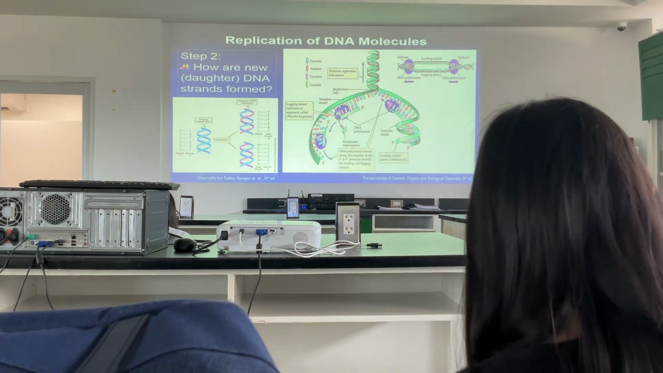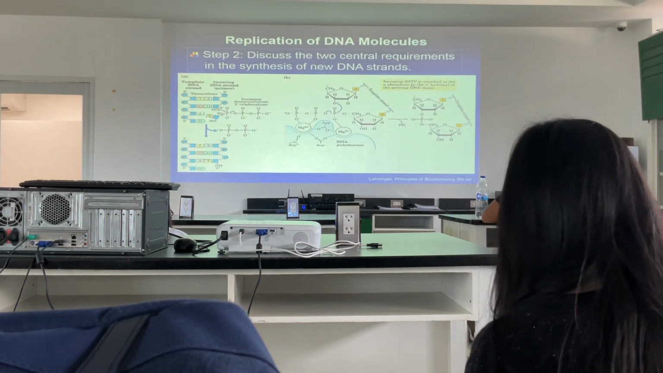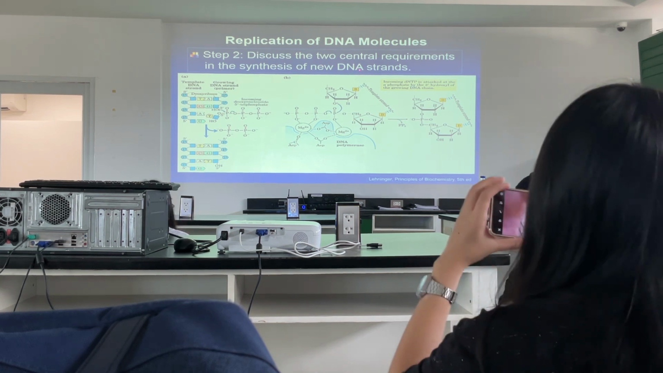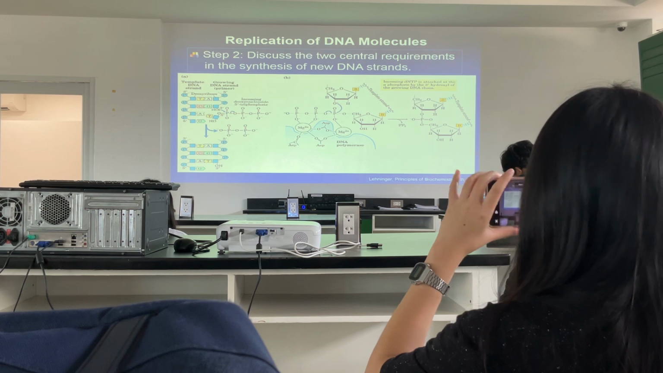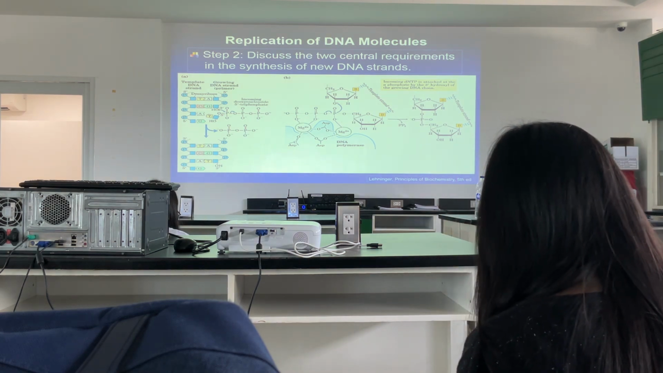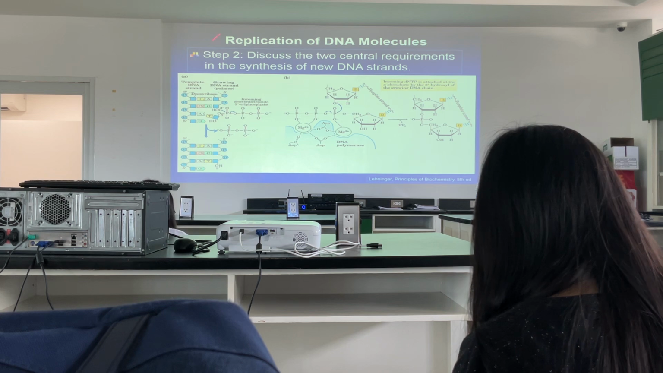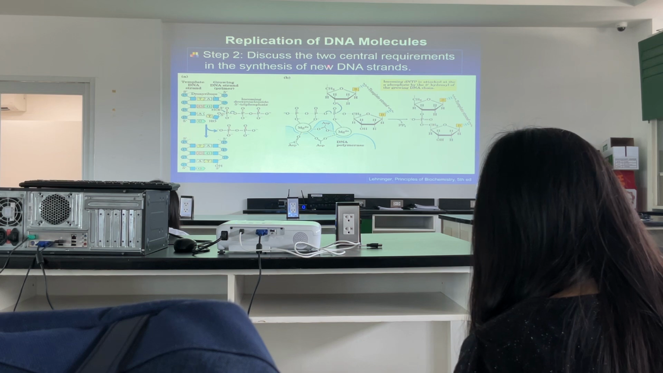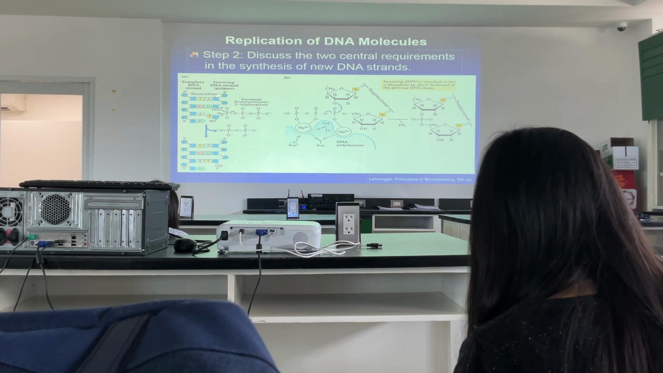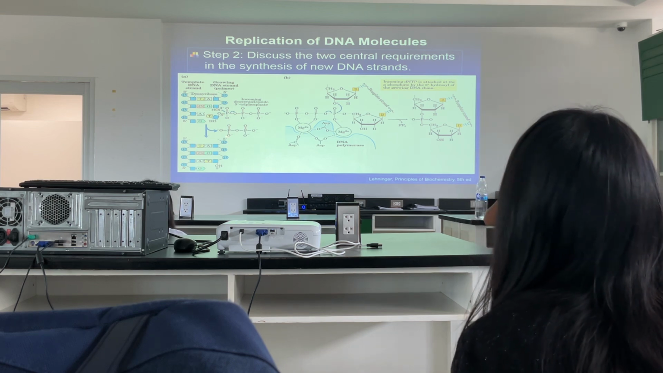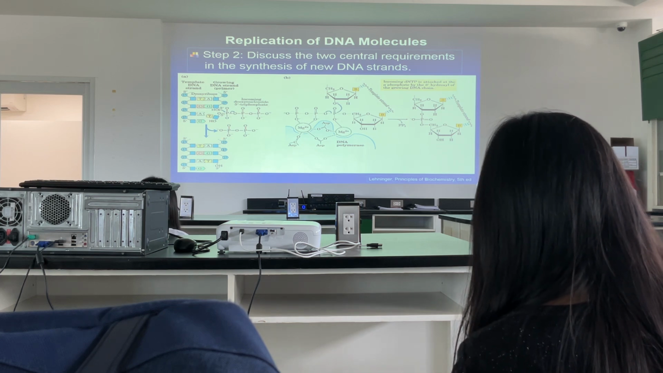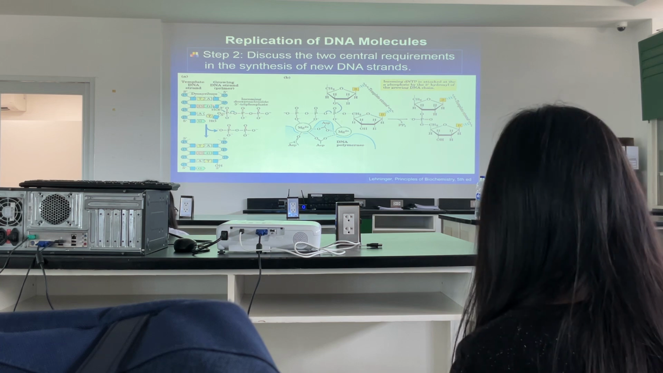So how are new DNA strands formed? Discuss the two central requirements in the synthesis of a new DNA strand. One, it requires a template. So each strand in the DNA molecule will act as a template. This is one template. And the other requirement in the synthesis of a new strand is a primer. So this is the primer, to which nucleotides will be added. So nucleotides will be added one after another to your primer.